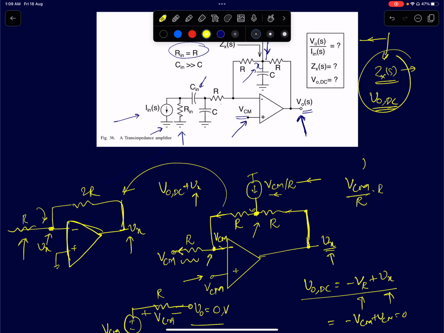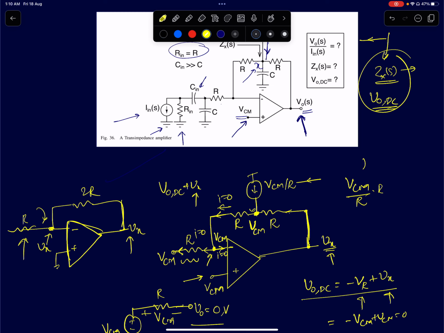Okay. Now we know the current through the resistor is 0 and the input current flowing into the op-amp is also 0. So therefore the current through the resistor here is also 0. So this current is 0, which means there is no voltage drop across the resistor. So therefore, the node voltage Vx will be simply VCM itself. The node voltage at this point will simply be VCM.